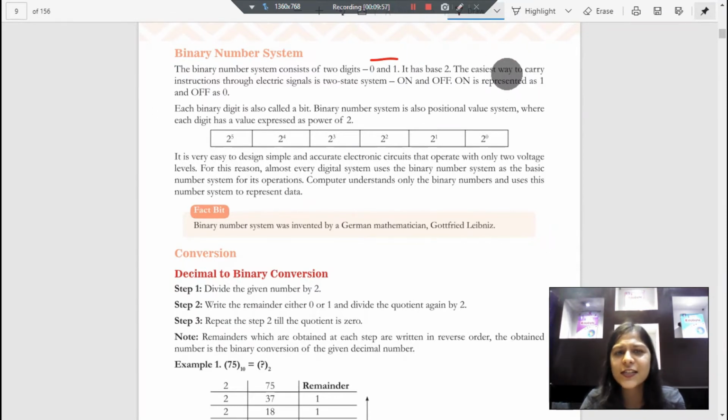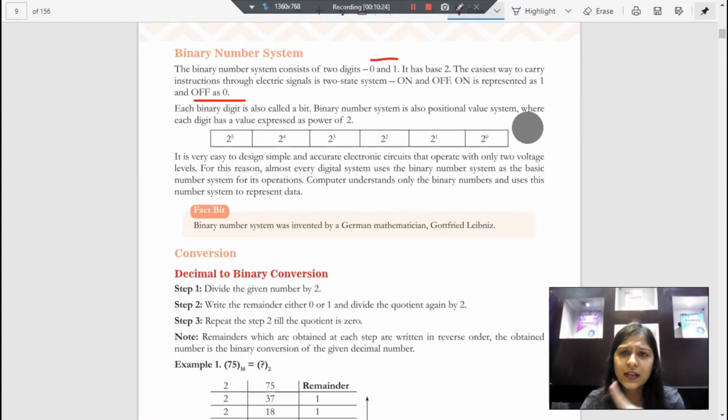It is the easiest way to carry instructions through electronic signals, as it's a 2-state system, on and off. On is represented as 1 and off as 0, right? We already discussed this before. And each binary digit is called a bit, and the binary number system is also a positional value system where each digit has a value expressed as a power of 2.